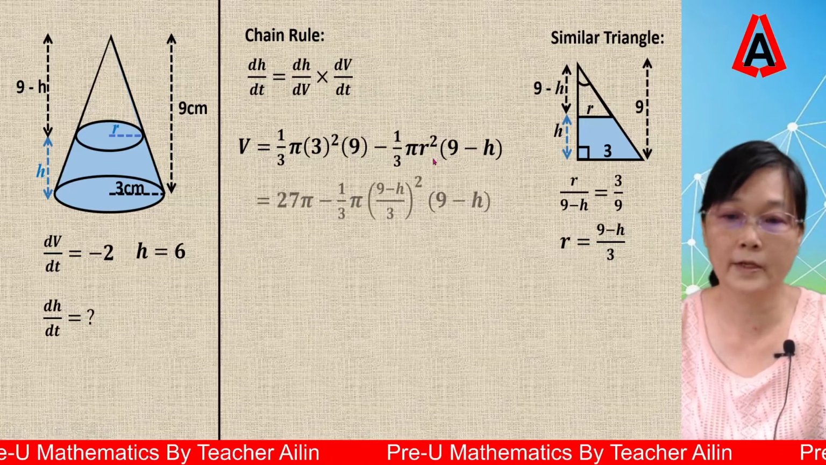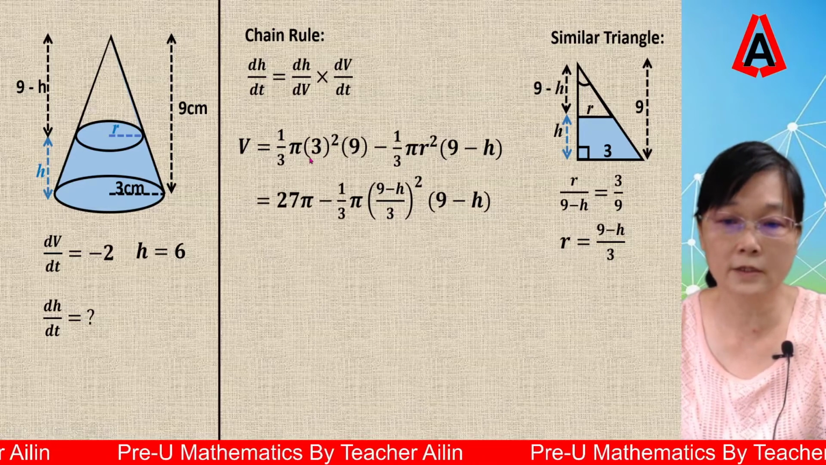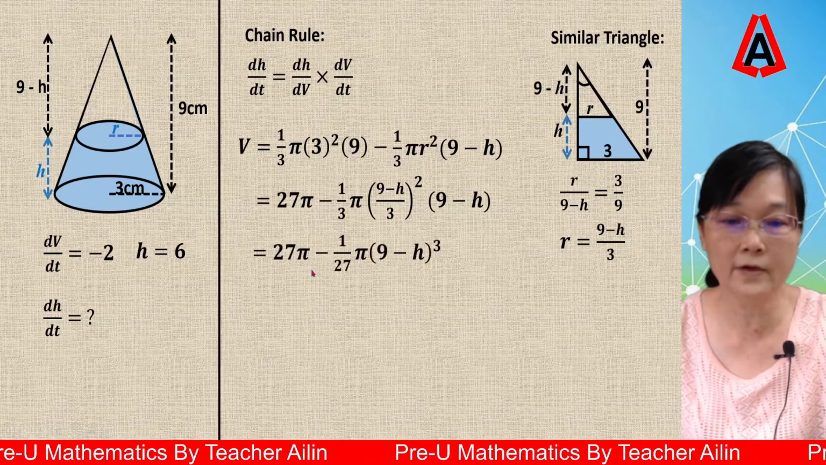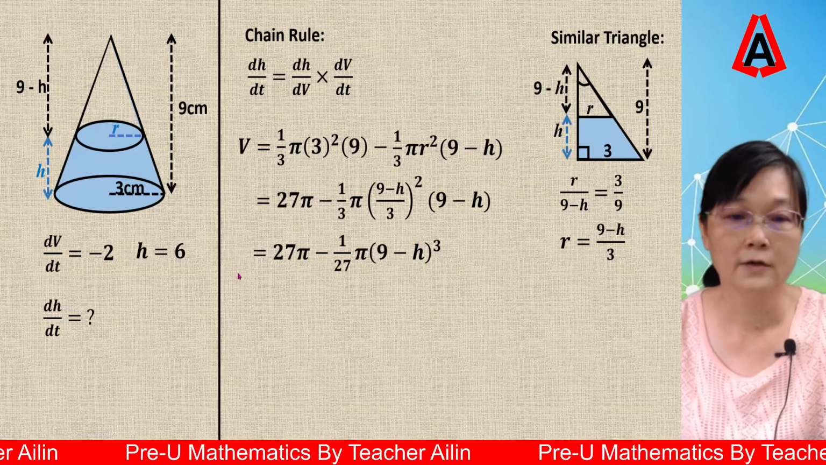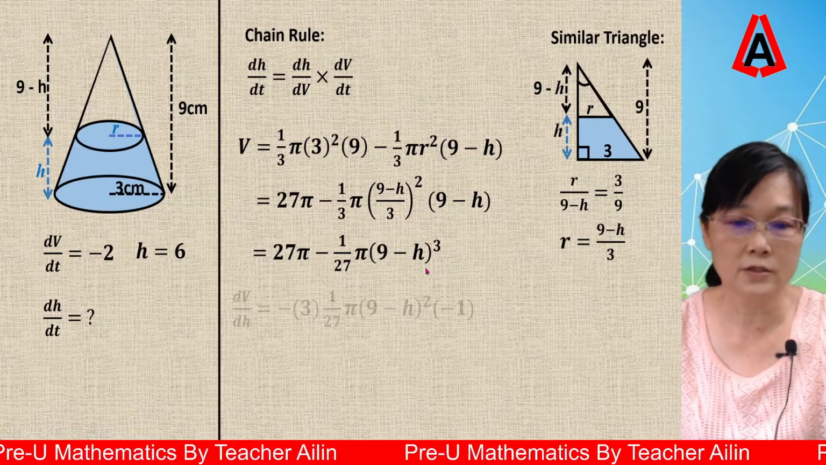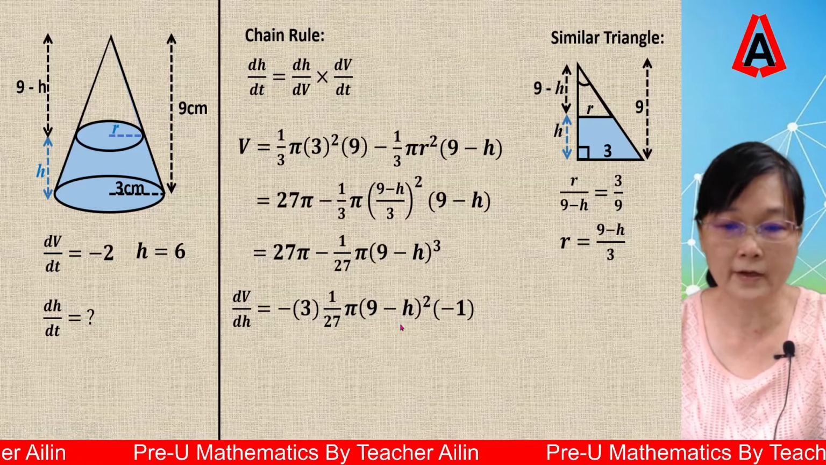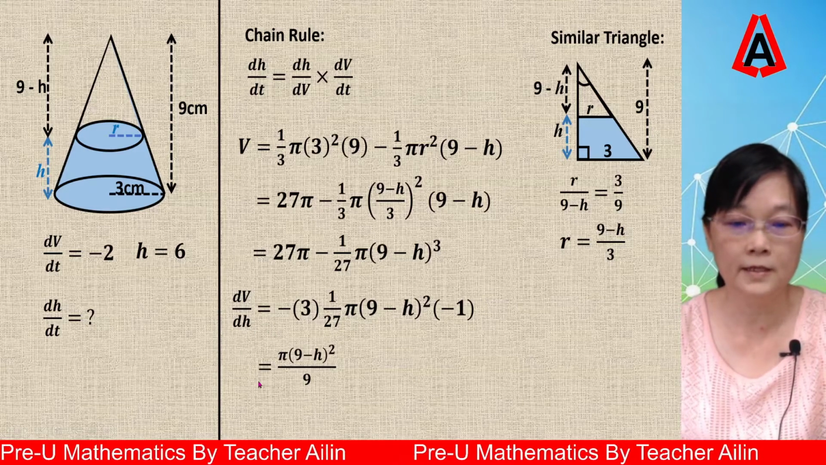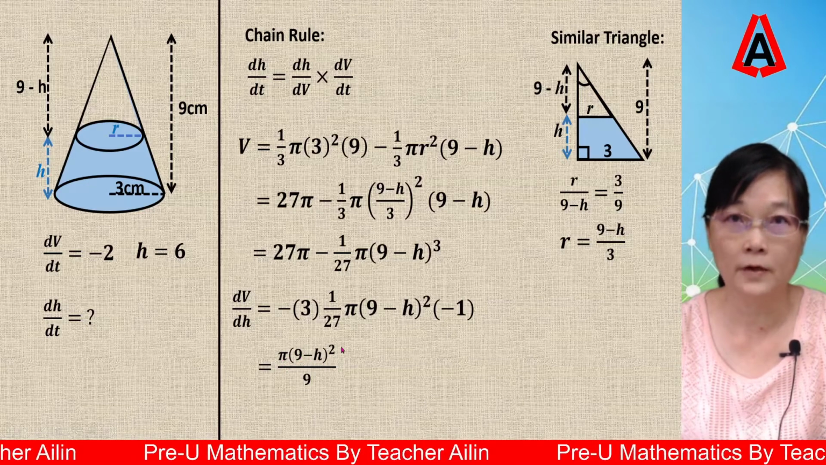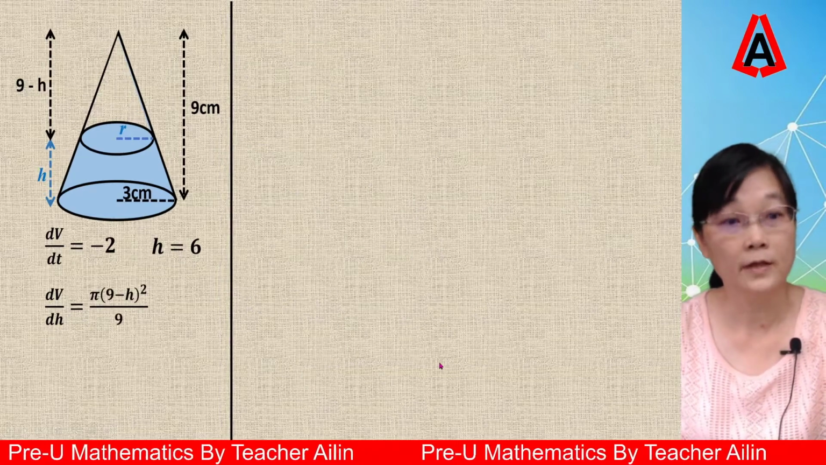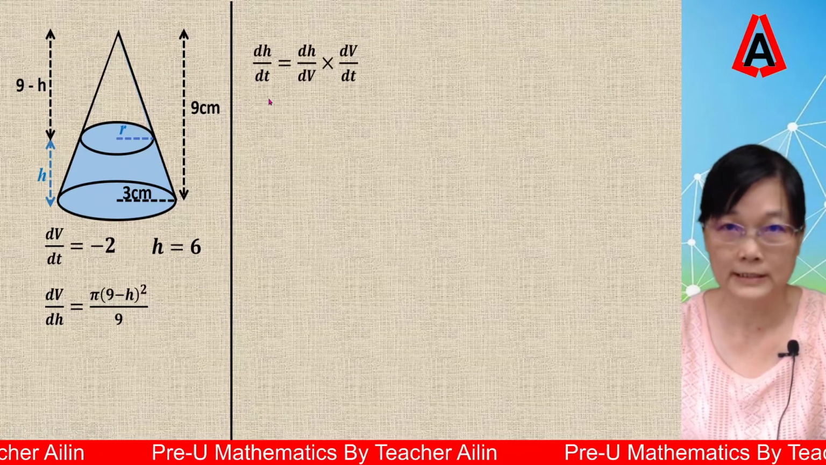Now I can replace r with (9 minus h) over 3 in the equation, and when I simplify, I get the volume of the water. Now I can differentiate V with respect to h. When I differentiate dV/dh and simplify, I get dV/dh is equal to pi times (9 minus h) power 2 over 9. Now I have all the information that I need to calculate dh/dt.